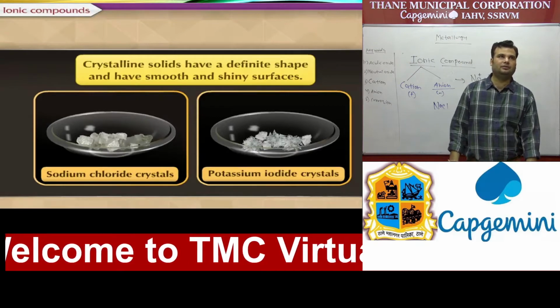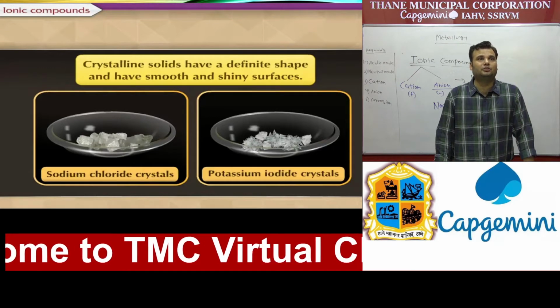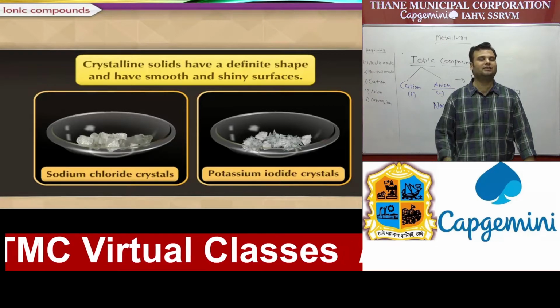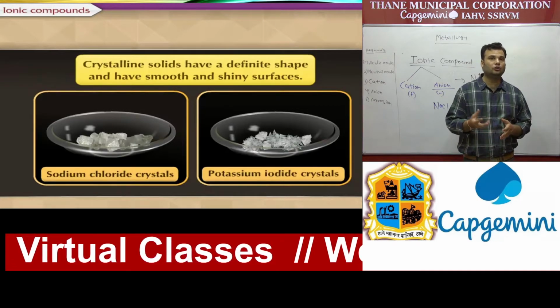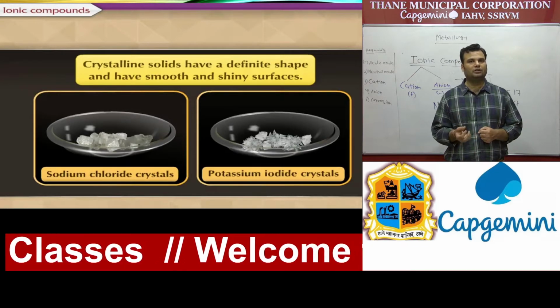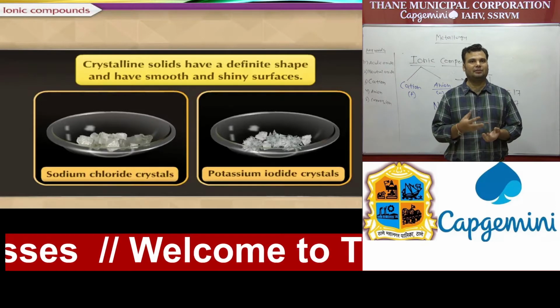Next part, we have to see some properties of ionic compounds. Remember that ionic compounds are crystalline in nature. So what is crystalline nature? You can see at your home also, salt and sugar are crystalline in nature. When you dissolve salt in water, it is soluble in water.